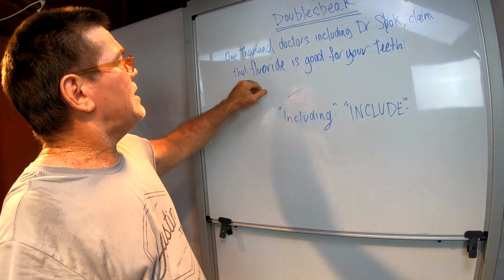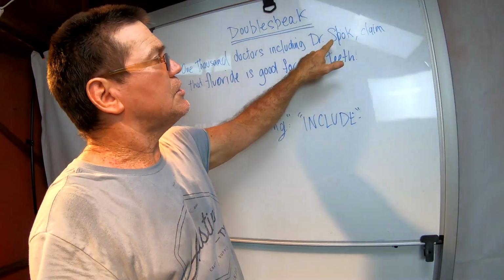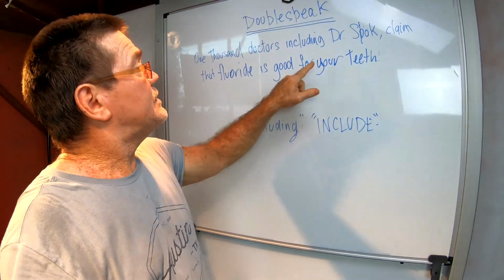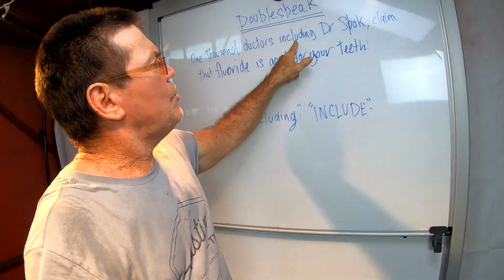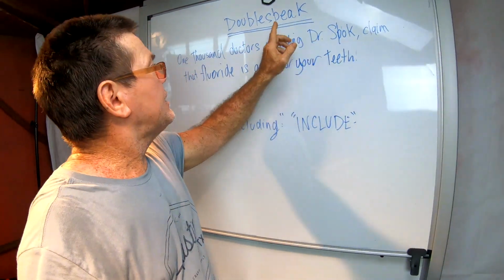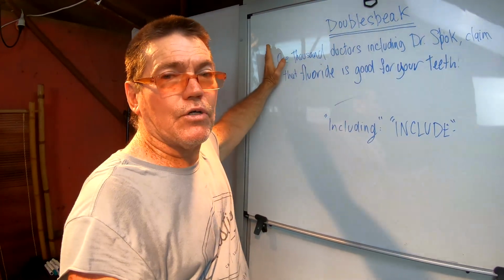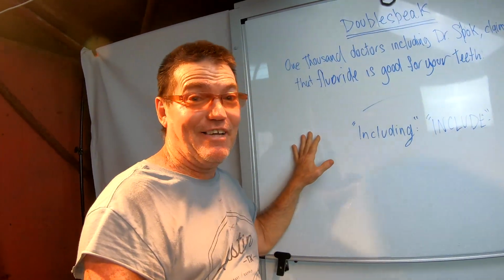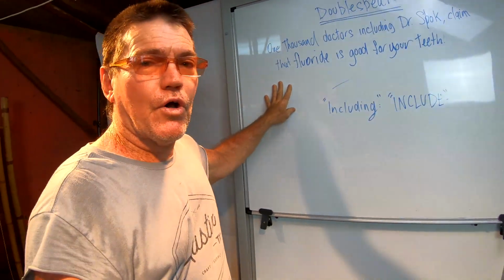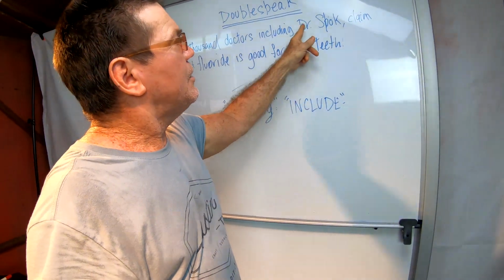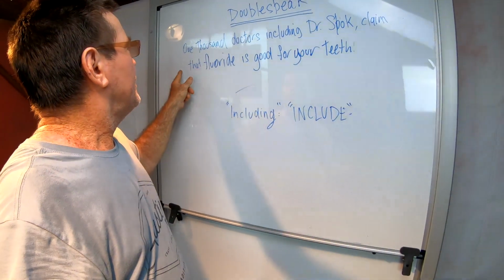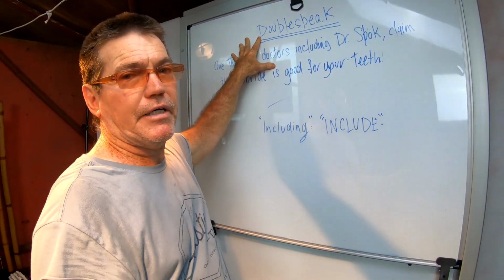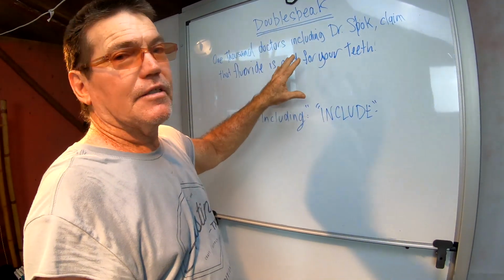So in this statement here, we've got 1,000 doctors, including Dr. Spock, claim that fluoride is good for your teeth. What he's saying is 1,000 doctors, including Dr. Spock, excludes 1,000 doctors. And you probably won't believe it. But when you use the word include, from this point on, what is included, Dr. Spock, excludes all of the other doctors mentioned in this statement.